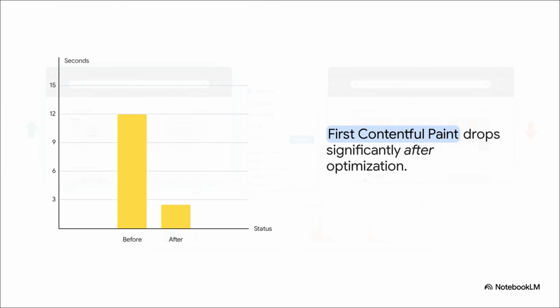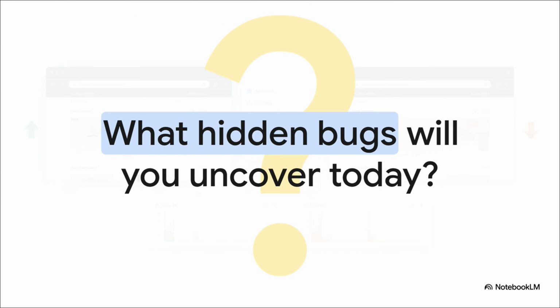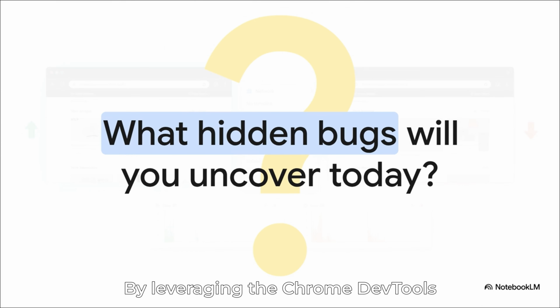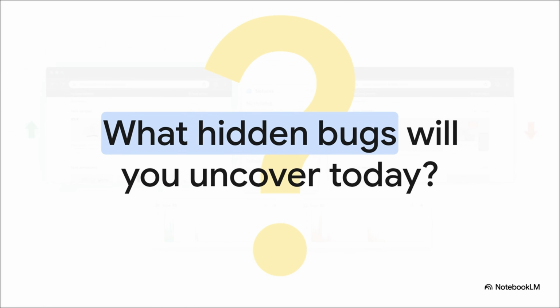So, I'm going to leave you with this question. What hidden bugs are you going to uncover today? By leveraging the Chrome DevTools Network Throttling feature, and of course remembering to disable that cache, you don't ever have to guess what your users are experiencing again. You can step directly into their shoes, turn those vague, annoying bug reports into totally solved mysteries, and fundamentally improve your application's user experience.